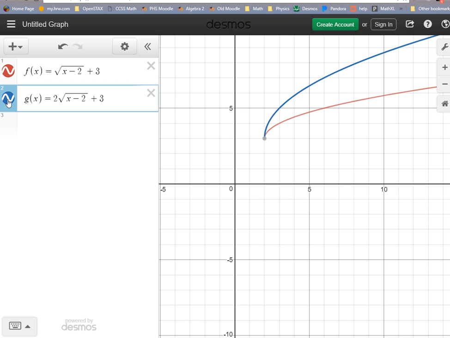Okay. What if, in addition to that, I wanted to reflect it, flip it vertically? What would I do? Negative. Okay, I'd make that 2 negative.